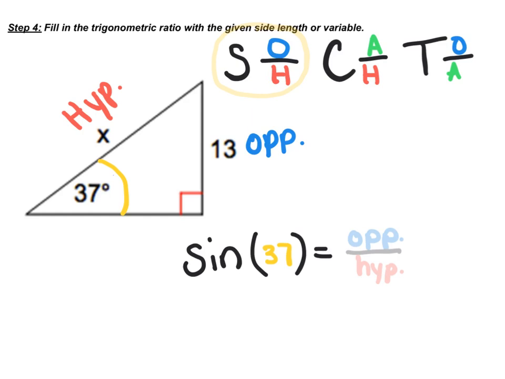So in this case, if I were to fill it in, I'm going to have that it would be sine of 37 equals the opposite is 13. I'm going to put a 13 on the top over the hypotenuse, which in this case is x. I'm going to put an x on the bottom.